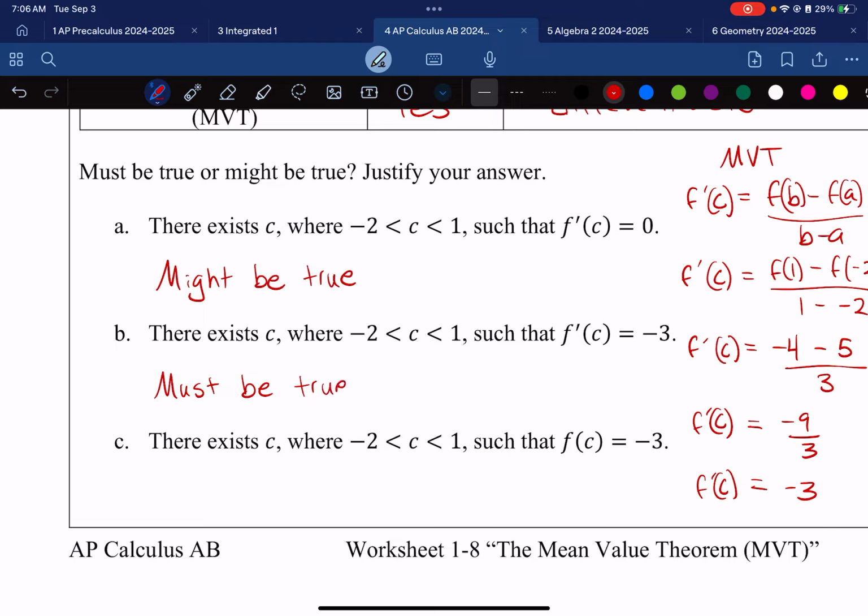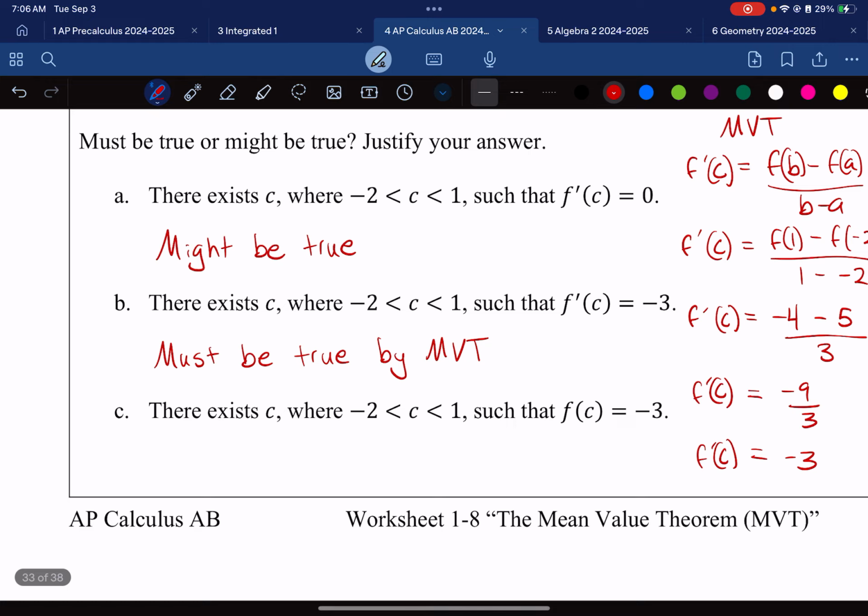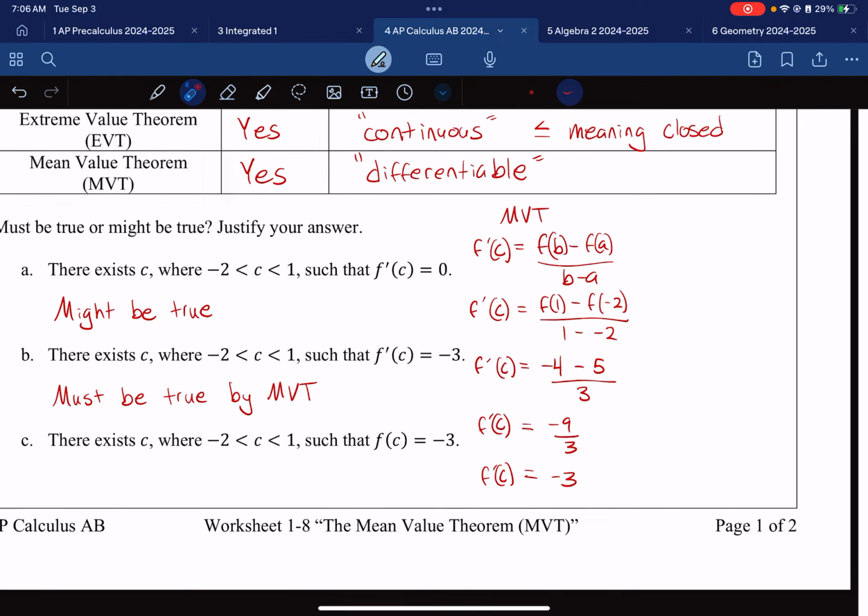Whenever you have a must be true, you have to state why. This is by mean value theorem, which we are allowed to use because it's differentiable. All right, and then finally, we have this thing that says a height is negative 3. Well, in order to actually use intermediate value theorem, it has to be continuous, which it is, but we also need to talk about a specific height, which means we need to make our rectangle.